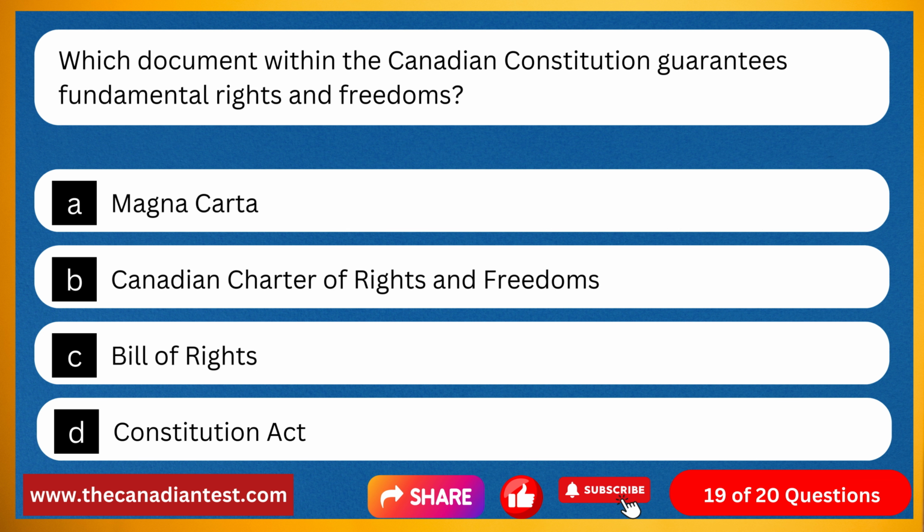Question 19. Which document within the Canadian Constitution guarantees fundamental rights and freedoms? Option A. Magna Carta. Option B. Canadian Charter of Rights and Freedoms. Option C. Bill of Rights. Option D. Constitution Act.